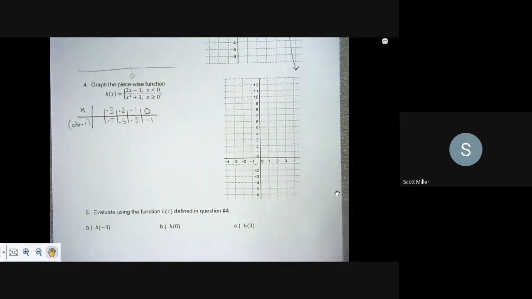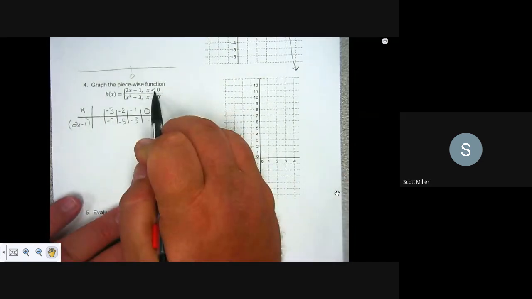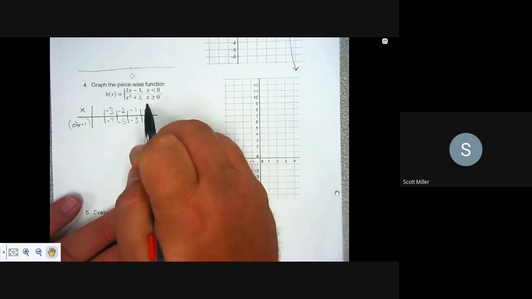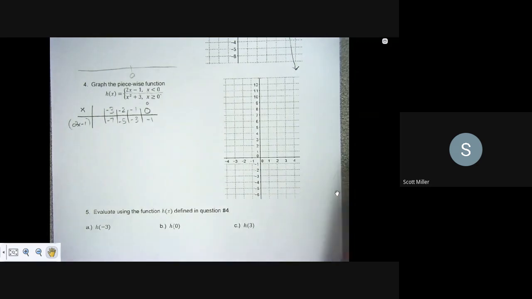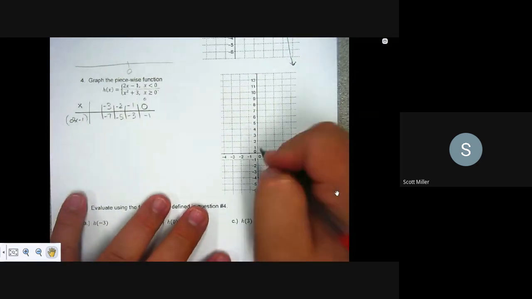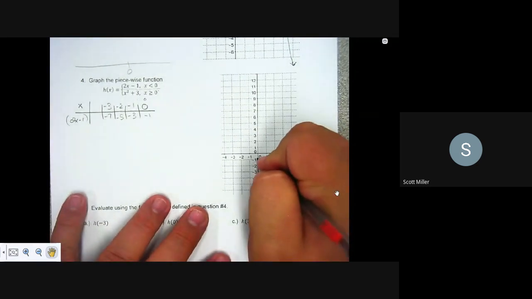Now, at this point, you can graph what you have. You can also wait and graph both pieces at the same time. That's up to you. If I graph what I have now, then I've already got the first piece in play. This tells me that it has to be a circle here, right? I'm going to put a circle on that dot. At 0, negative 1, I put a circle.